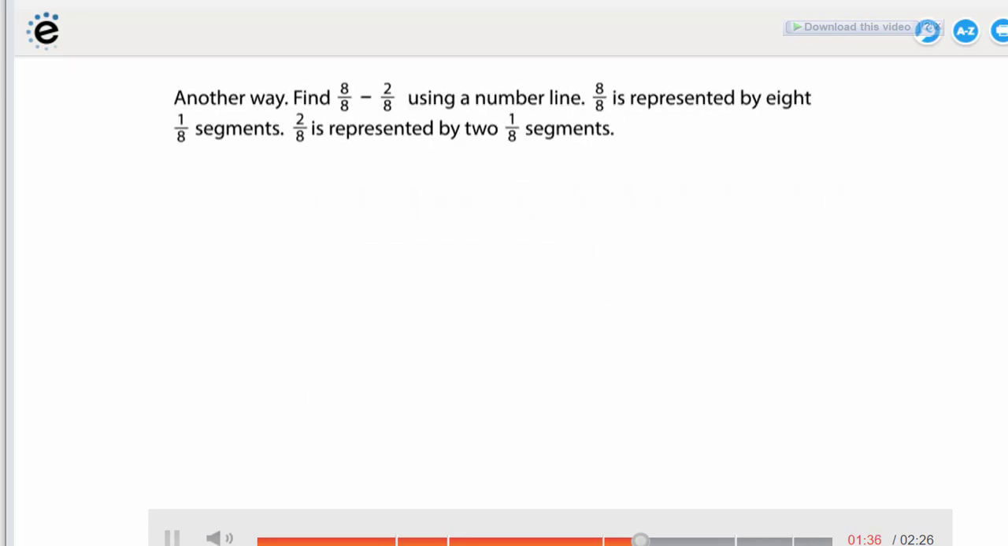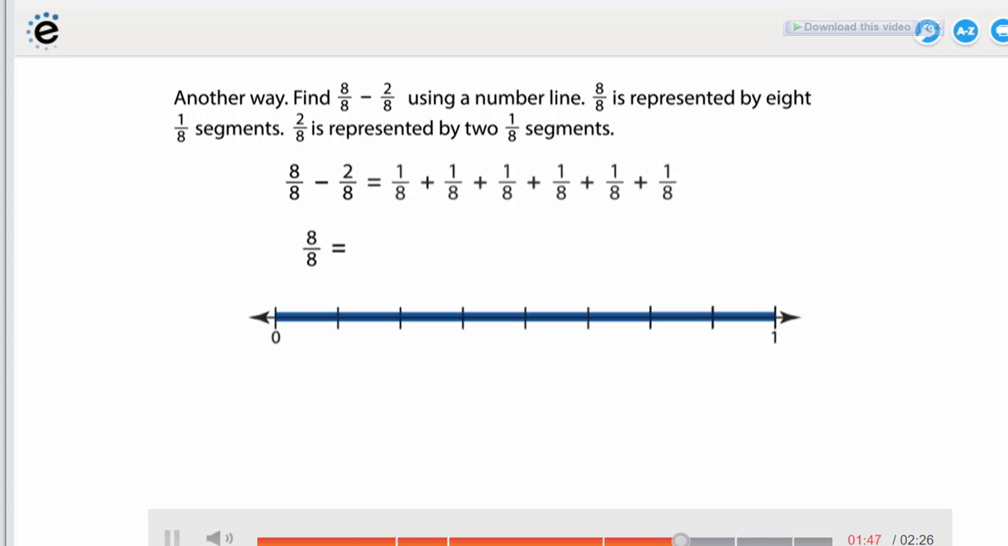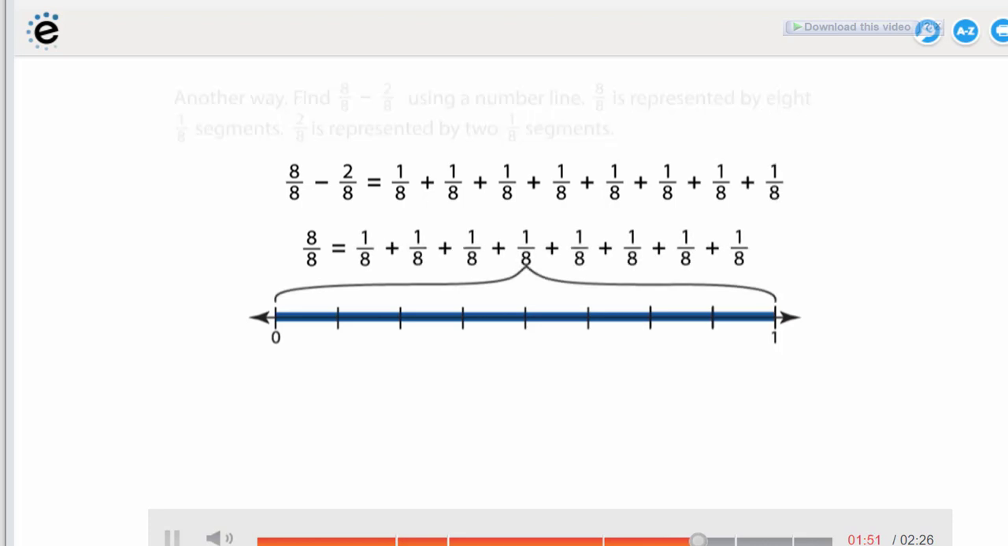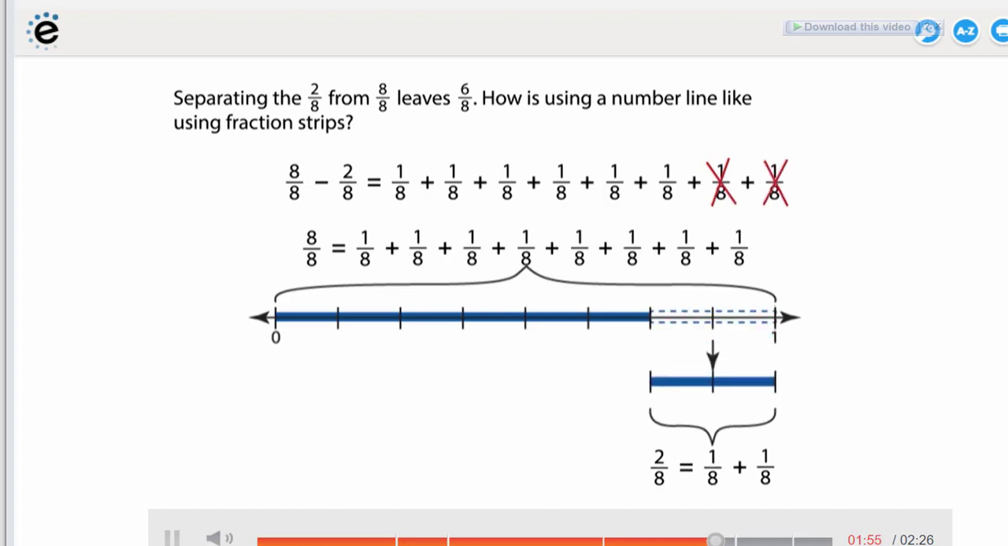Another way. Find 8/8 minus 2/8 using a number line. 8/8 is represented by 8 1/8 segments. 2/8 is represented by 2 1/8 segments. Separating the 2/8 from the 8/8 leaves 6/8. How is using a number line like using fraction strips?